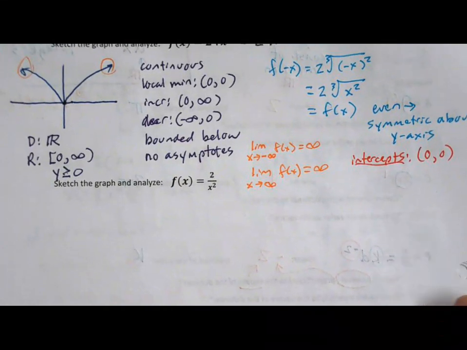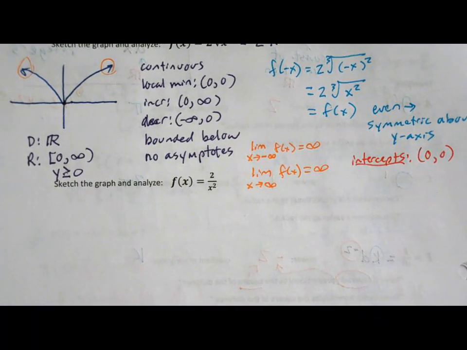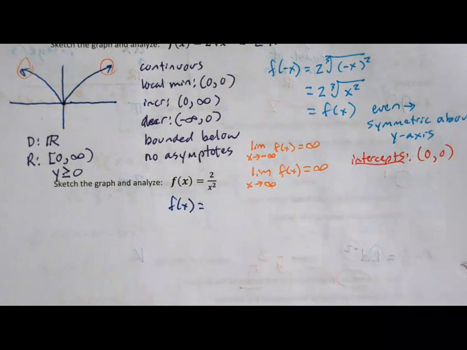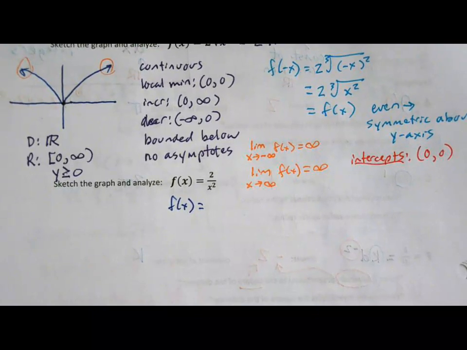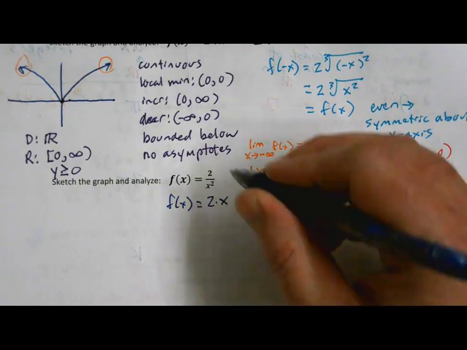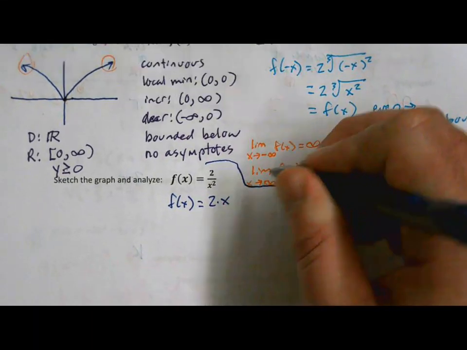It's currently not written as a power function. We don't have to write it as a power function just to analyze it, but let's go ahead and practice rewriting this thing as a power function. If I wanted to write it as a power function, it would be 2 times x to the power of what? -2.